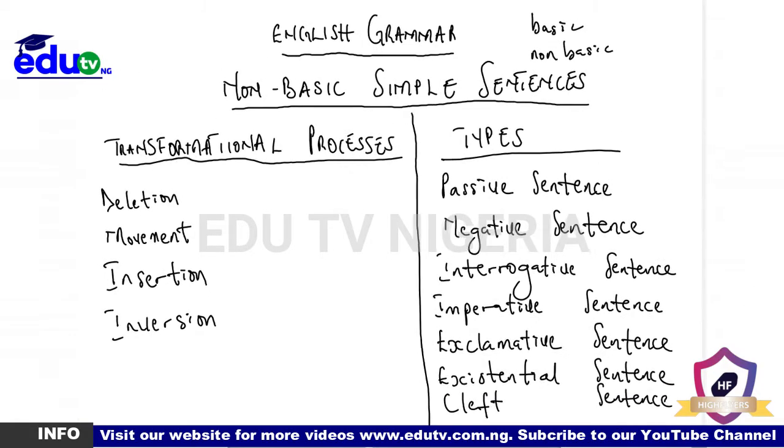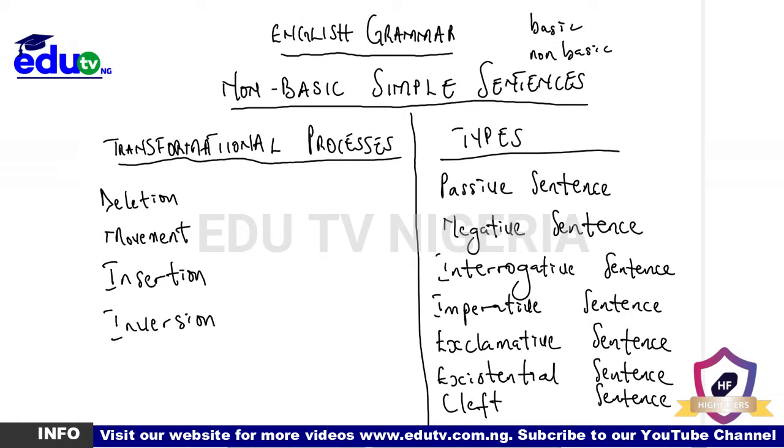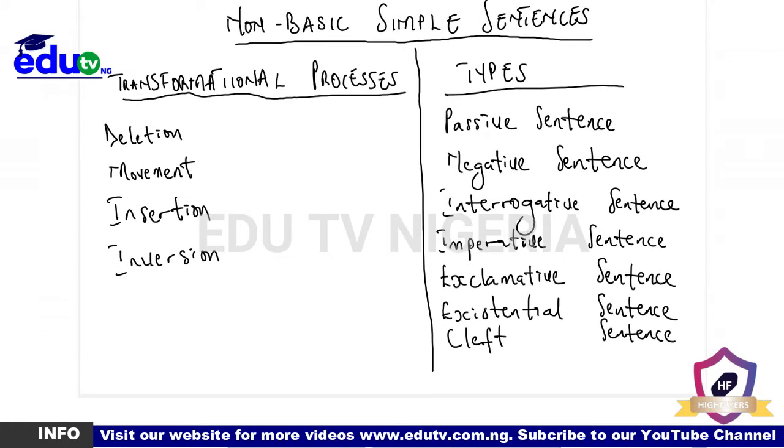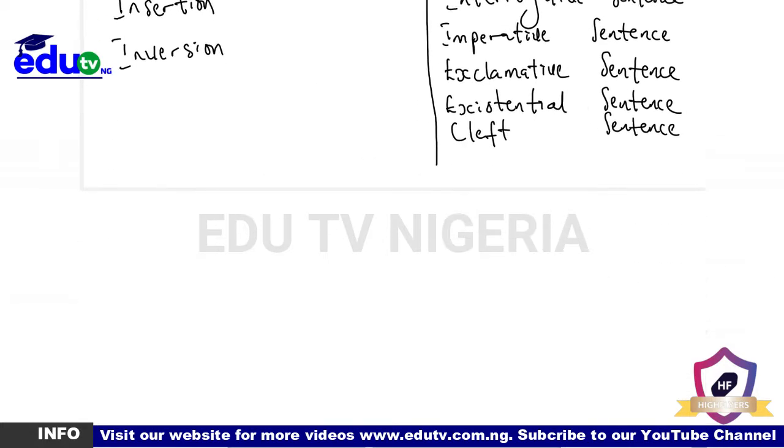Then we have what we call insertion. This time around, a new item that was never present before is inserted into a sentence. So you have an item that was never present at all in a particular basic simple sentence, and that item is now inserted for us to arrive at another sentence, which is known as a non-basic simple sentence. So let me give you an example of that.